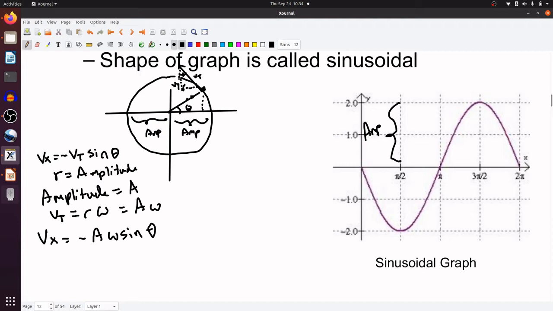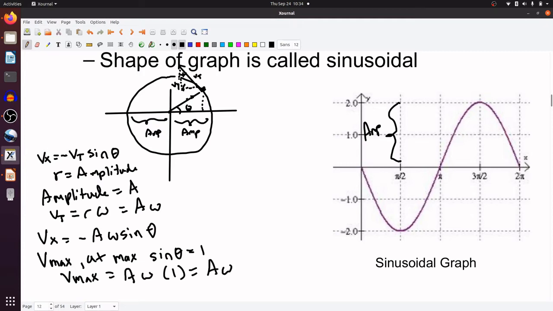Sometimes you want to find a maximum velocity. And when you want to find your maximum velocity, at the maximum, sine of theta would need to be equal to 1. And so obviously you're thinking 90 degrees, which would be fine. And so the Vmax is going to be A omega times 1, or simply A omega.